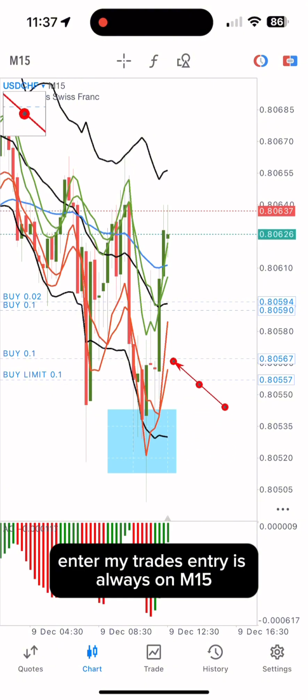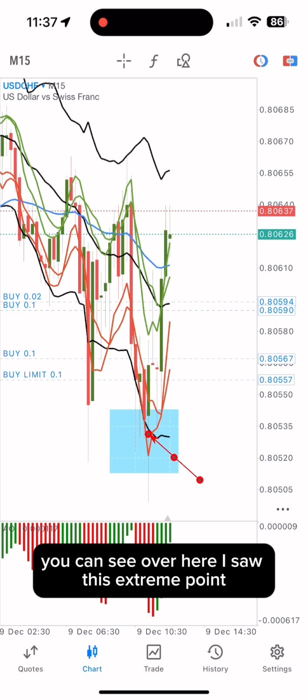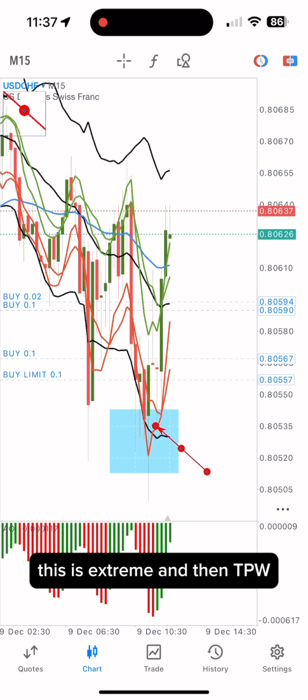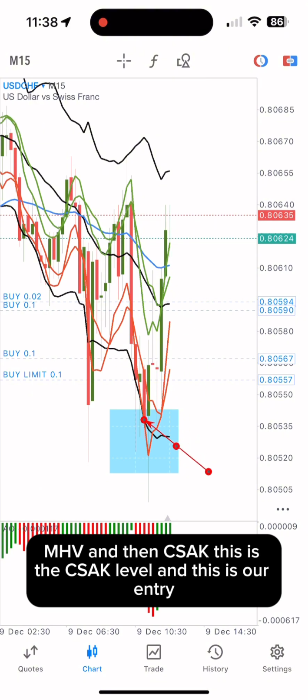Entry is always on M15. You can see over here I saw this extreme point. This is extreme, and then TPY jib, MHV, and then CSAK. This is the CSAK level, and this is our entry.